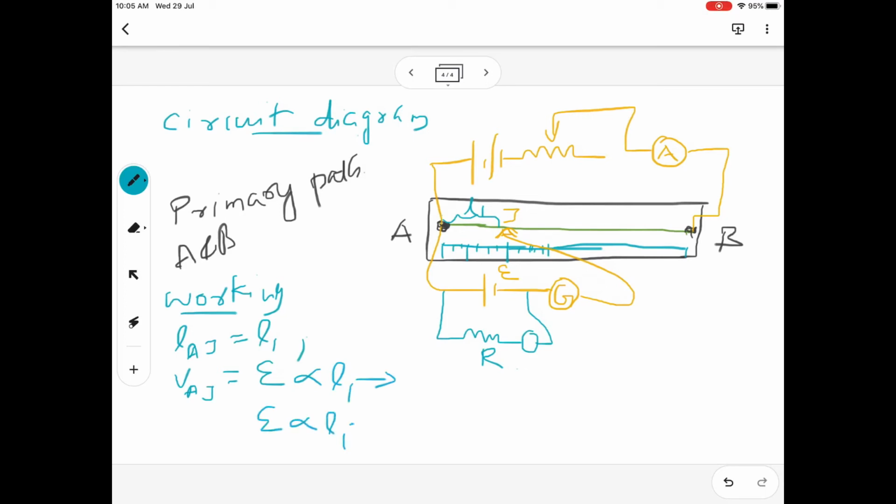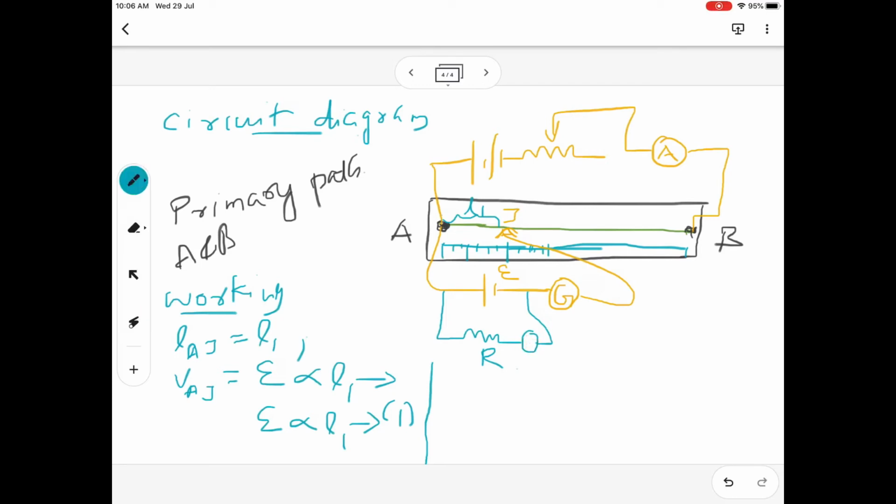Why are we writing EMF only here? Because it is not sending current now. So the potential difference measured across the terminals of a cell will be an EMF. That's why we declare VAJ is nothing but E, which is proportional to L1. So E proportional to L1, equation number 1.